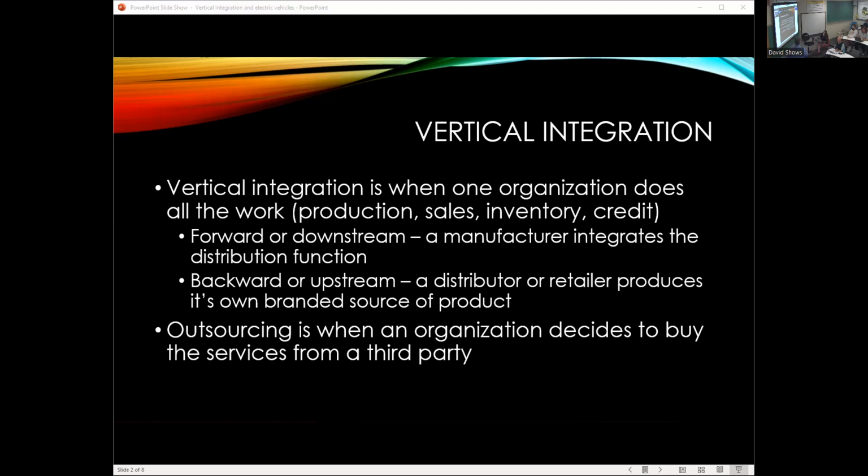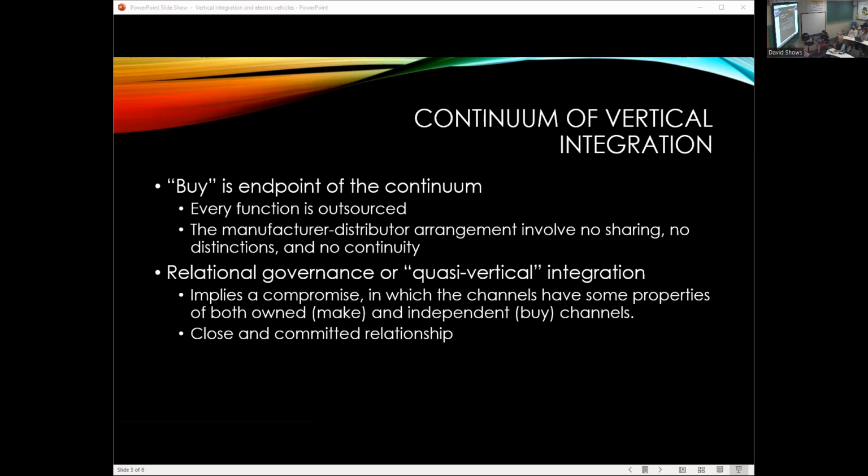And once again, outsourcing is a definition that says when an organization decides to buy the services from a third party. Once again, folks, the decision you always start with is the buy position. The buy position is where you start from and you justify whether or not you're actually going to do the vertical integration. So as I said, on one end, buy is the endpoint, every function is outsourced, the manufacturer distributor arrangement. There's no sharing, no distinctions, no continuity.